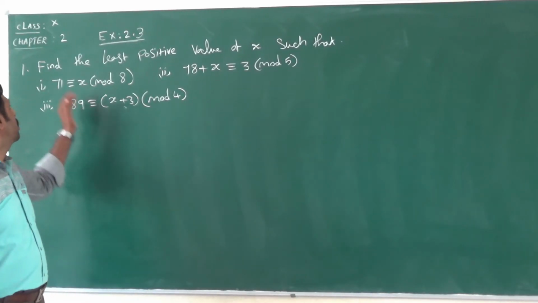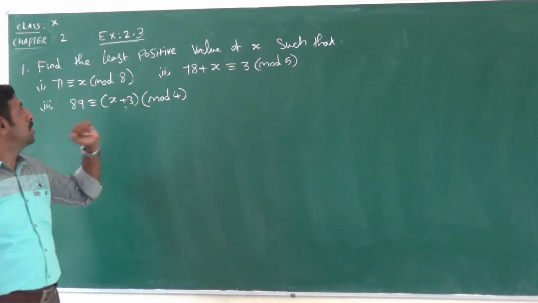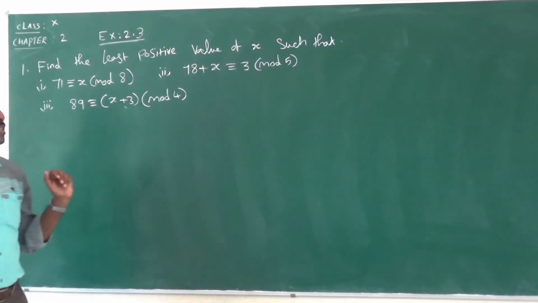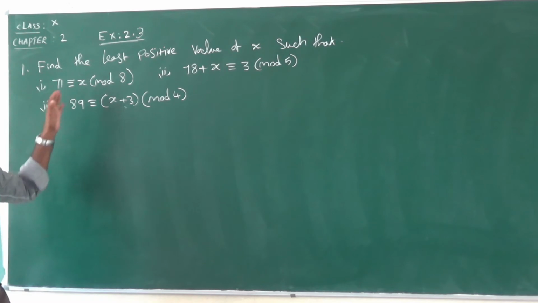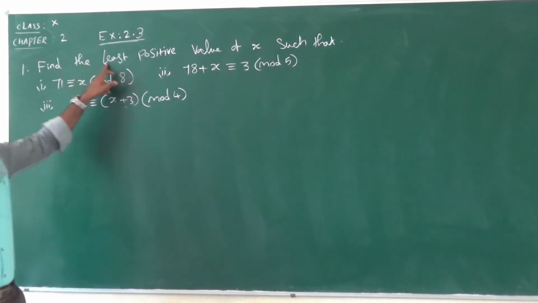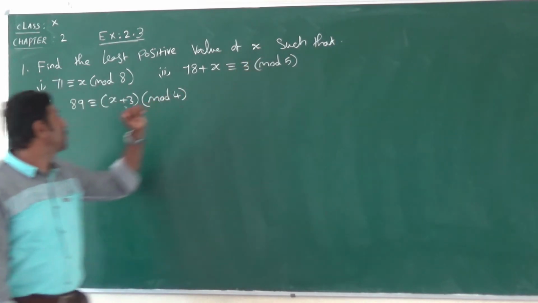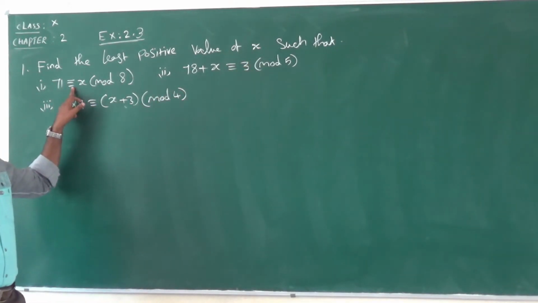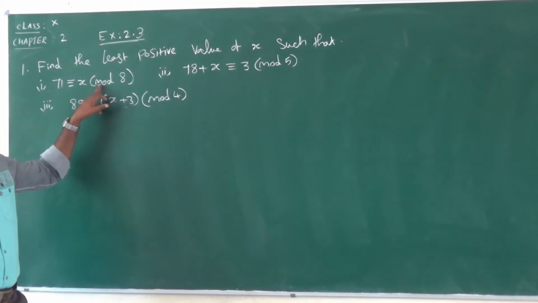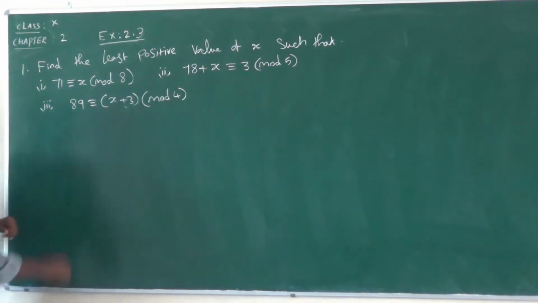Exercise number 2.3, question number 1. The chapter is sequences and series, right? Question number 1: find the least positive value of x such that 71 is congruent to x mod 8. Let's see the first Roman number.